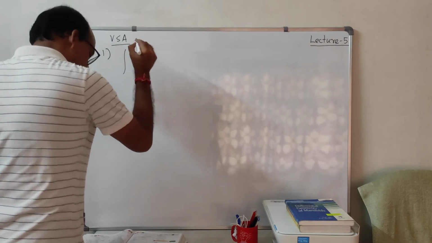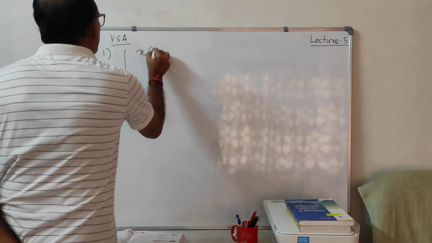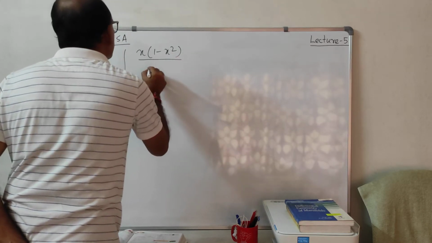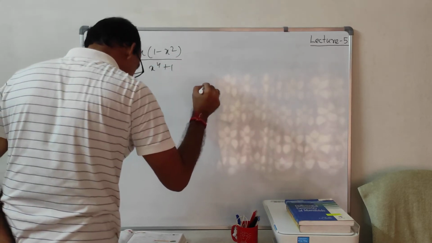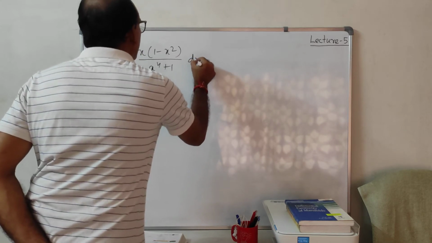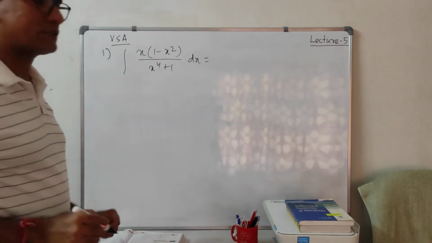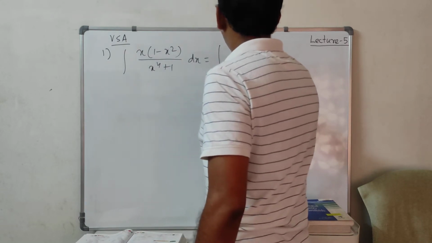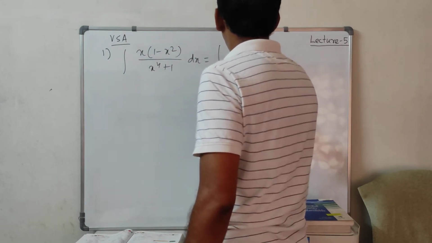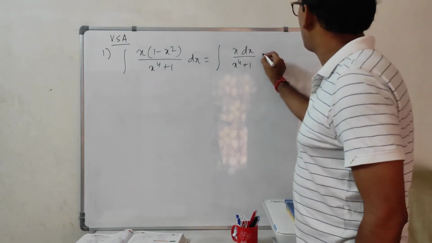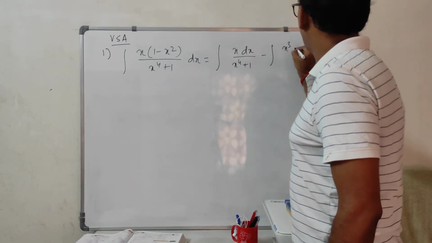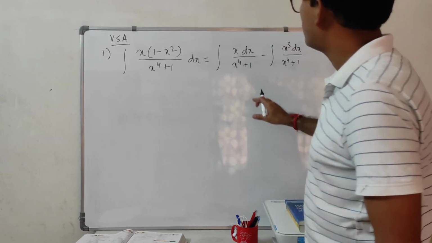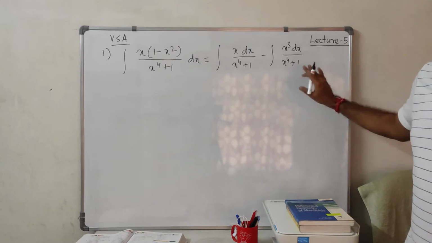Integration x into 1 minus x square divided by x to the power 4 plus 1 dx. You have to split it up first. Okay. See how to do that. x dx by x to the power 4 plus 1, first part, and minus x cube dx by x to the power 4 plus 1. I split it up into two integrals.